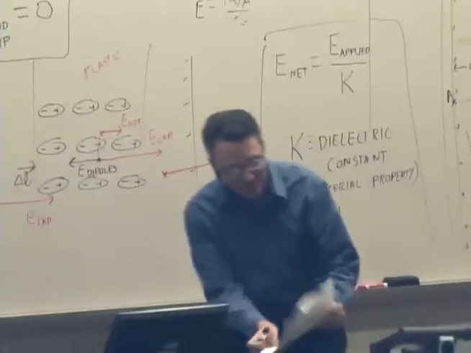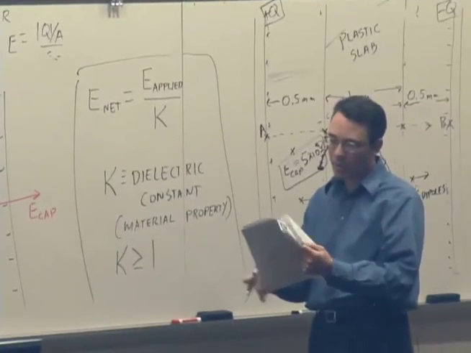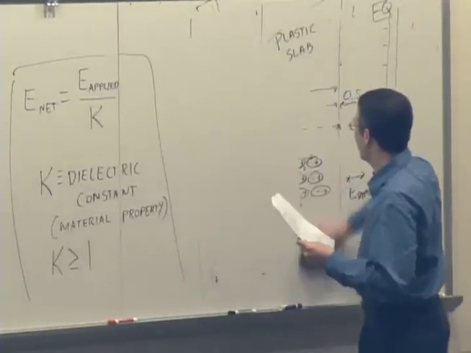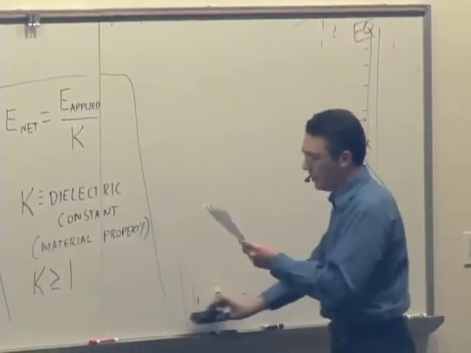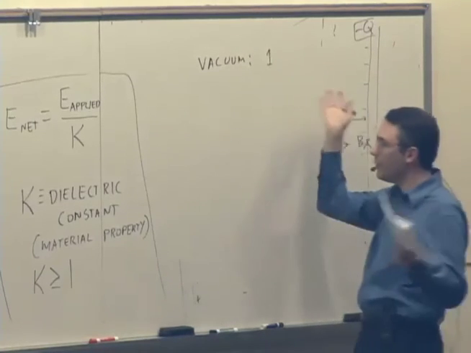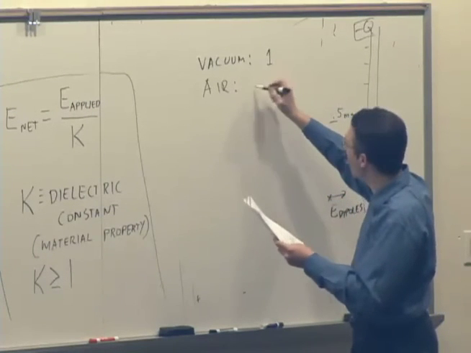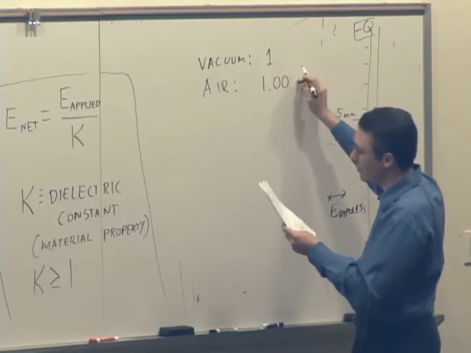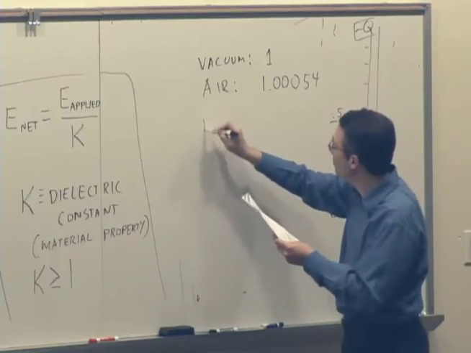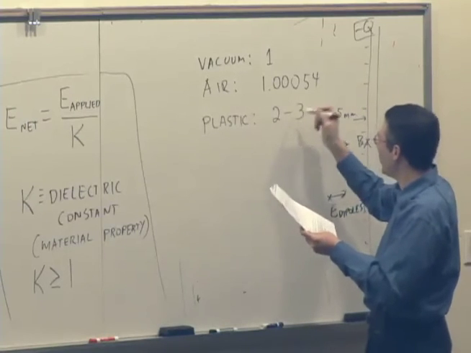Examples of this value. I think I have some examples here. K for a vacuum, by definition, has got to be just 1 because the field isn't affected by anything. K for air just slightly affects this applied electric field. It's 1.00054, something like that. For a typical plastic, it's somewhere between 2 and 3, okay, approximately.